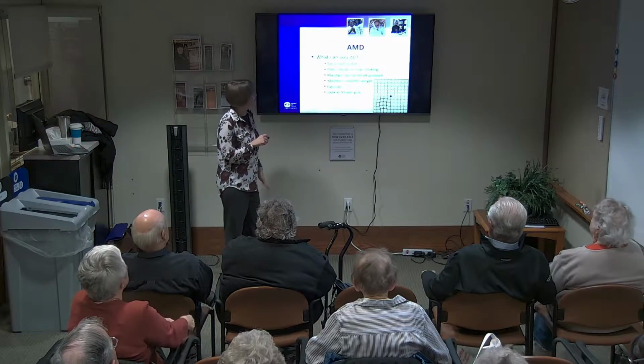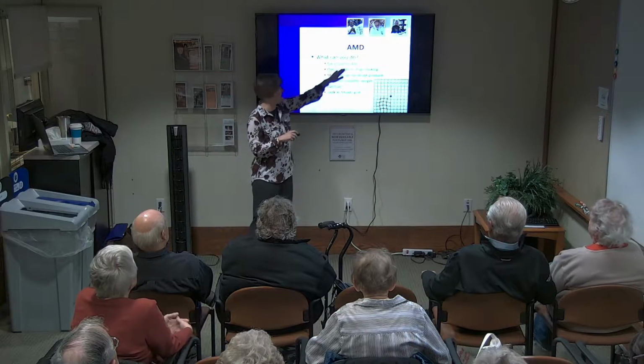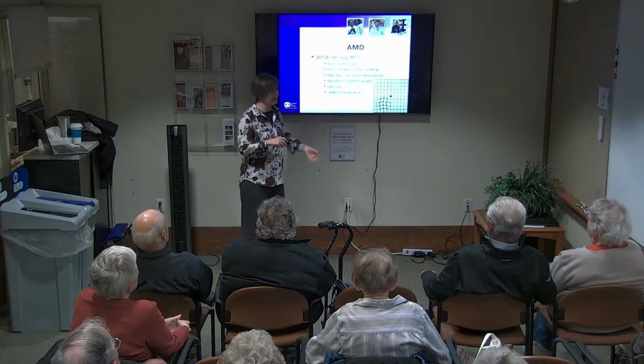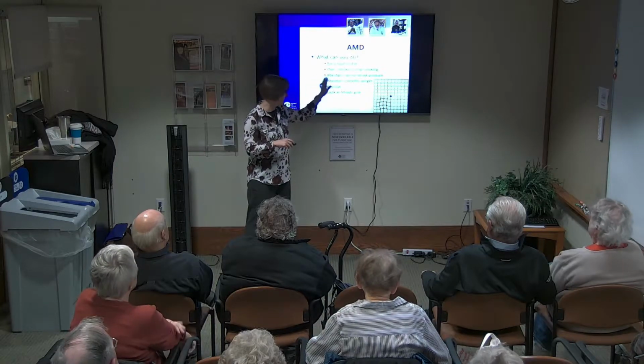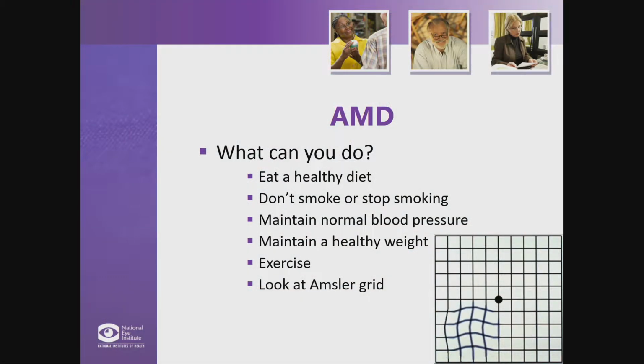So with macular degeneration, what can we do? We talked about the healthy diet, because of consuming more of the antioxidants. Don't smoke, stop smoking. We want to maintain a normal blood pressure, healthy weight, exercising. This is a picture of this little Amsler grid, and I've got several of them back there.